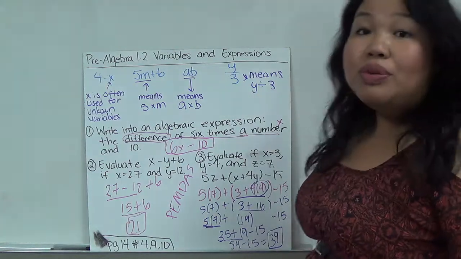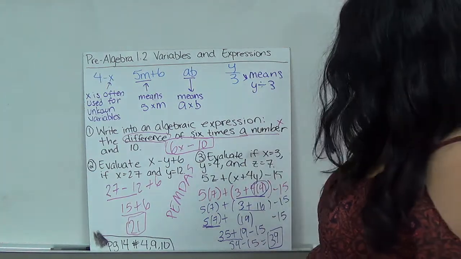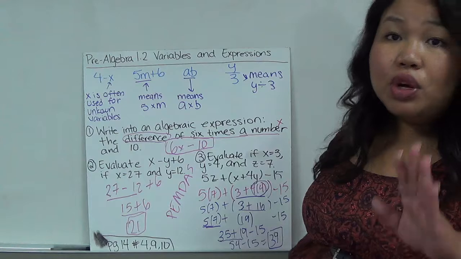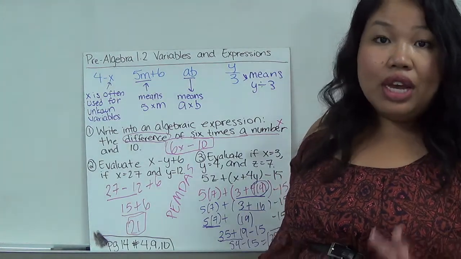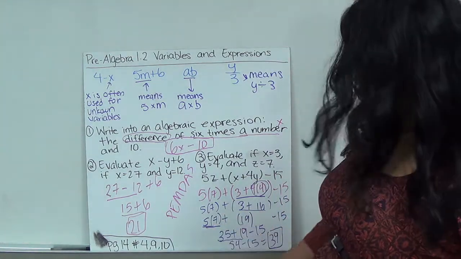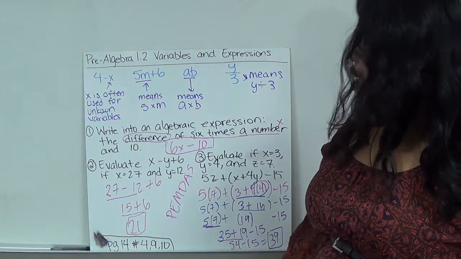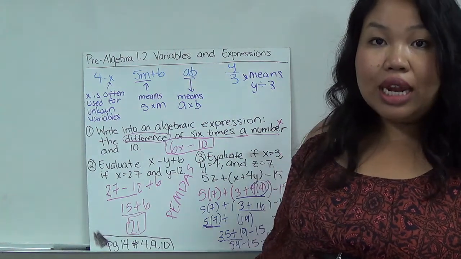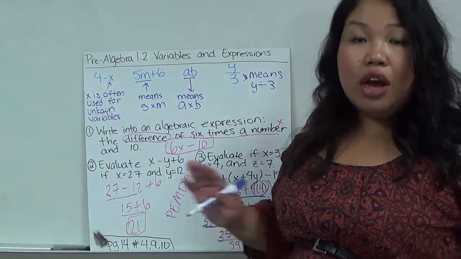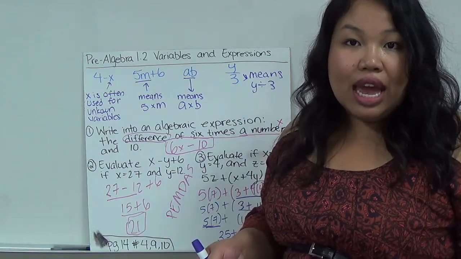Right? That one was a little longer. Just go ahead and write it down. If you're confused, we'll go over it in class, so don't stress if you're still not understanding. But go ahead and try page 14, numbers 4, 9, and 10, to see if you understand it. And if not, again, we'll go over it in class, and I'll see you then.